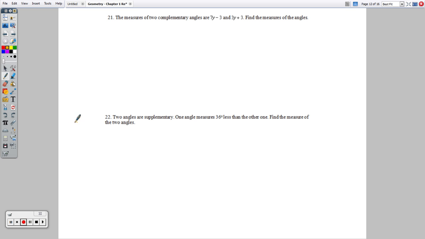Let's check out 21 and 22. These kind of go together. 21 says the measures of two complementary angles. So right there, that means they add to 90. Remember, C comes before S in the alphabet, just like 90 comes before 180 on the number line. So they match up like that. They go in order. So they are 7y minus 3 and 3y plus 3. That means they're complementary. They're supposed to add together to equal 90.